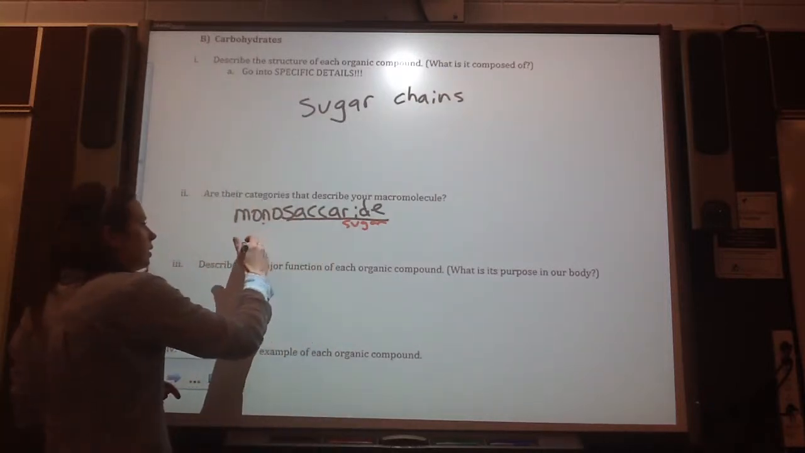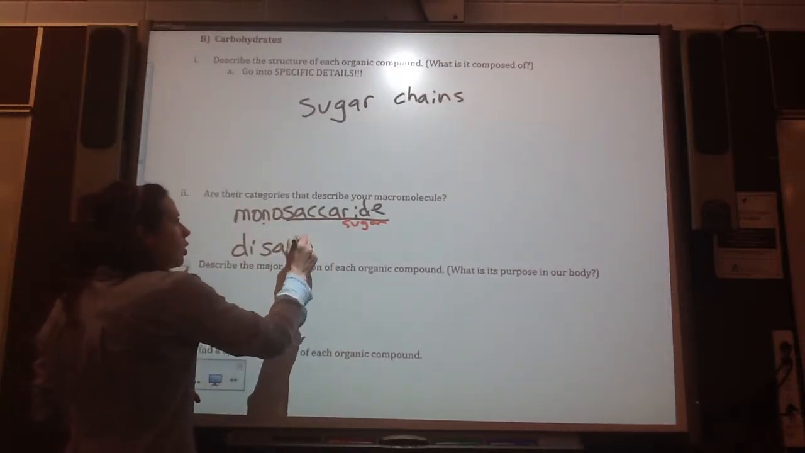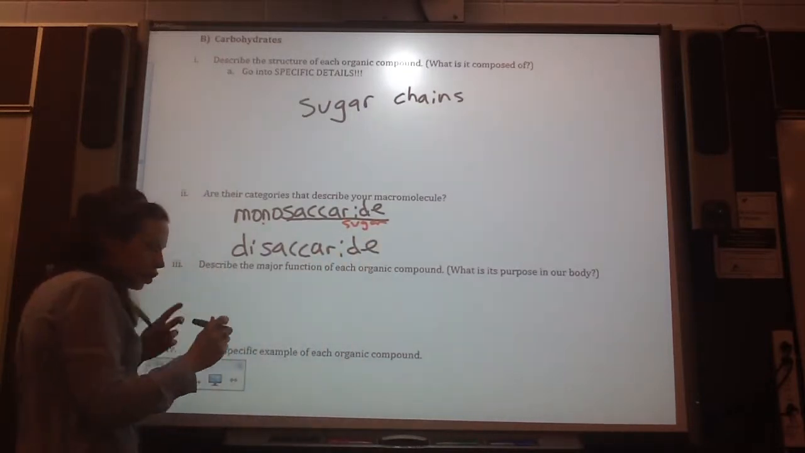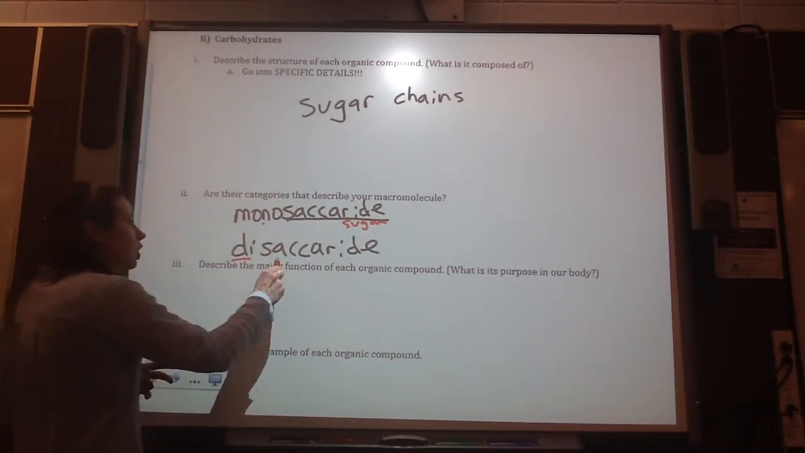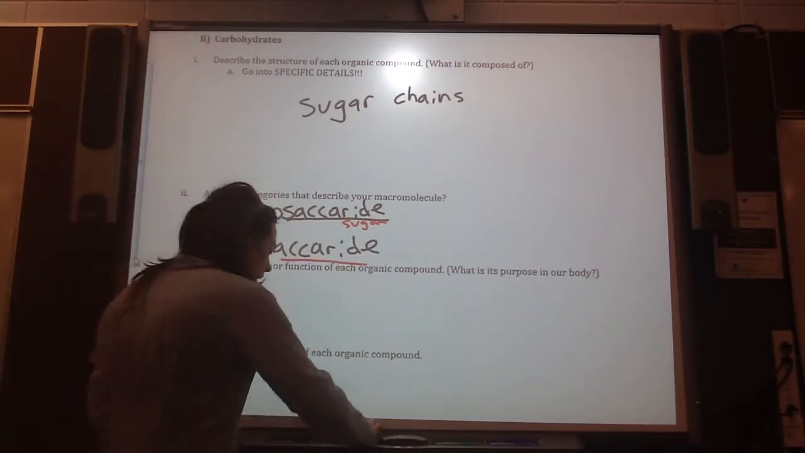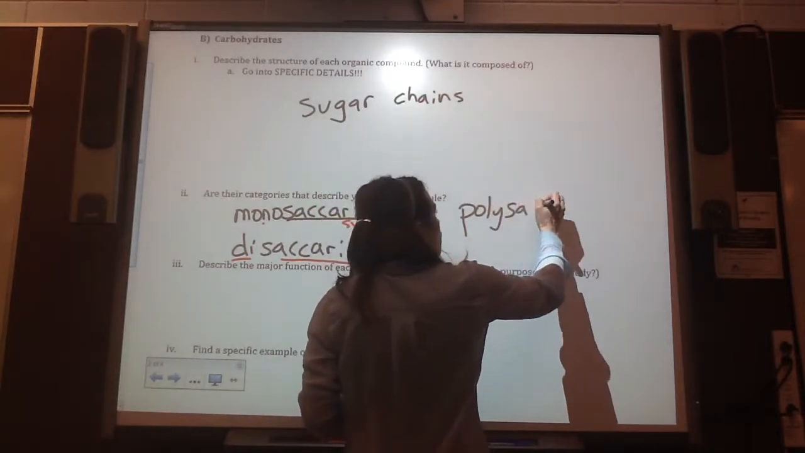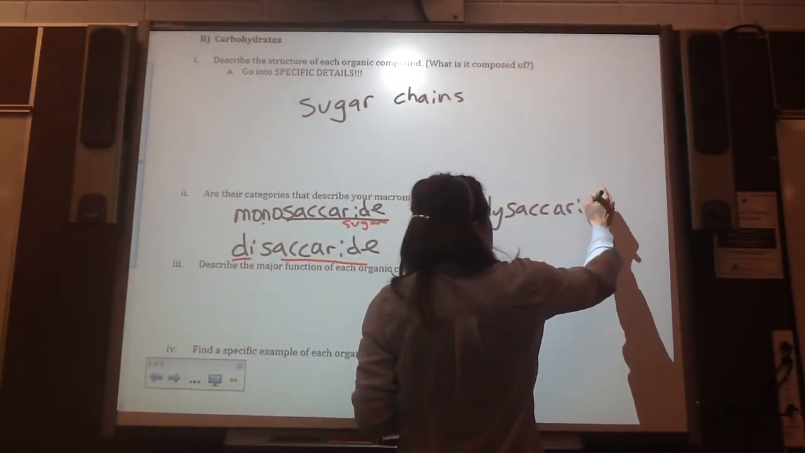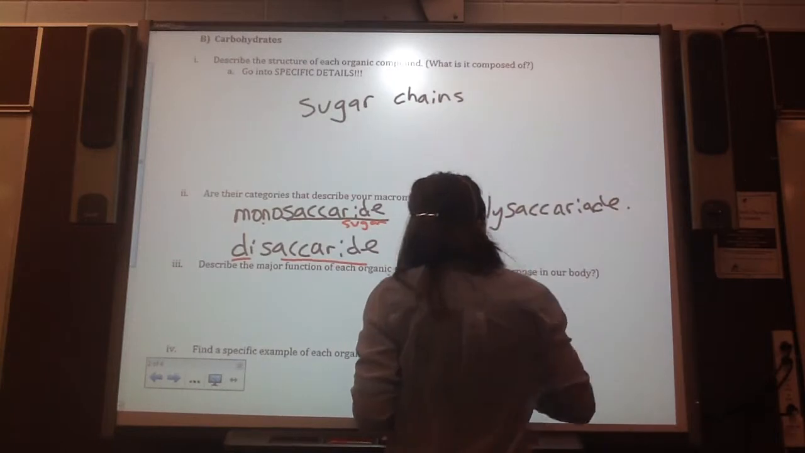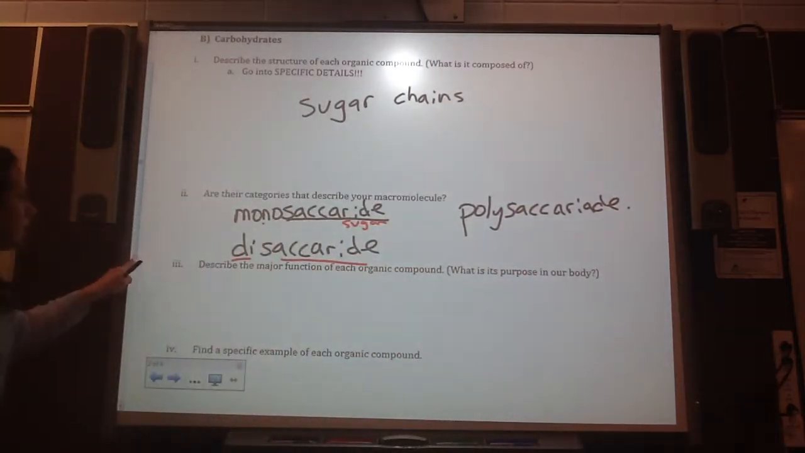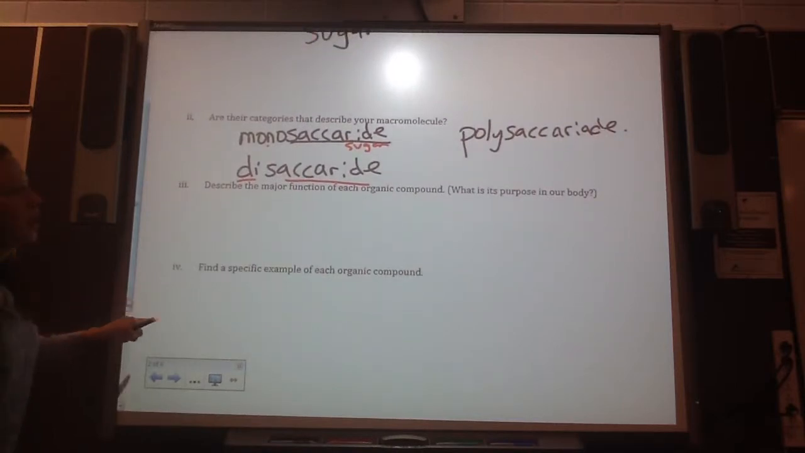And then what else? Disaccharides. So how many sugar components are in this chain? 2. So we have lots of 2 sugar components all put together. And then there's polysaccharide. So many sugars in a chain. Perfect. Okay. What's the major function of carbohydrates in our bodies?